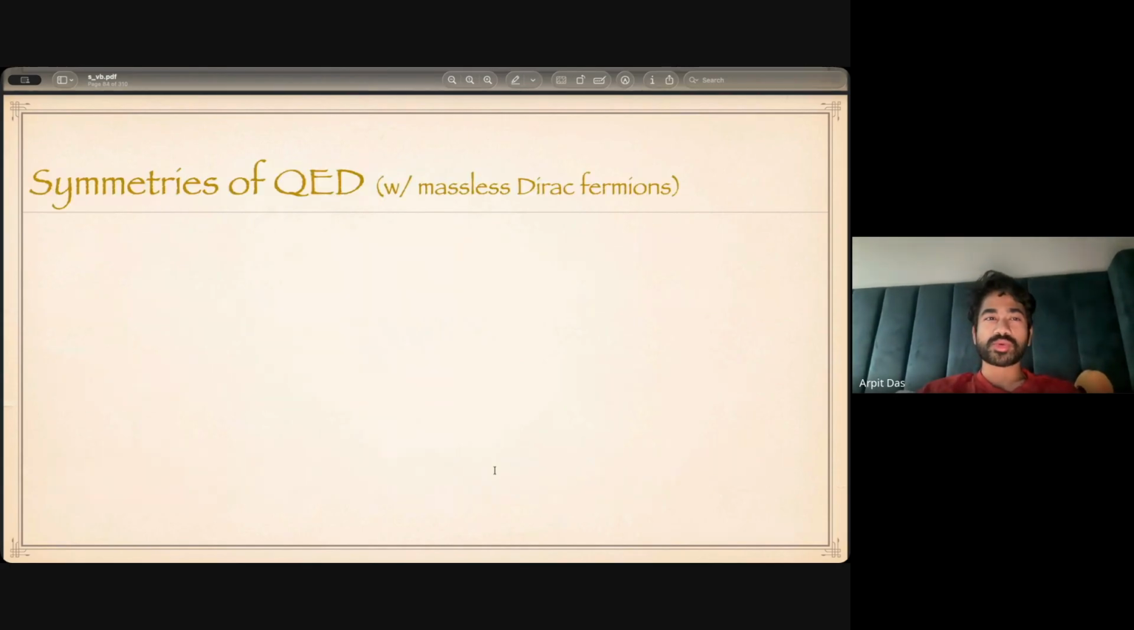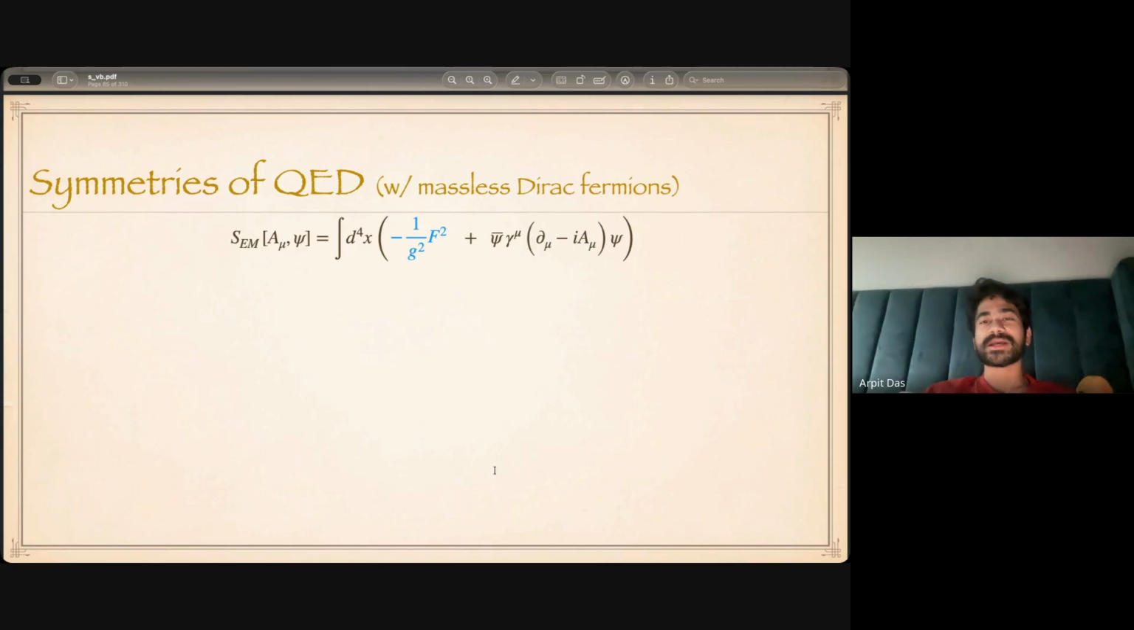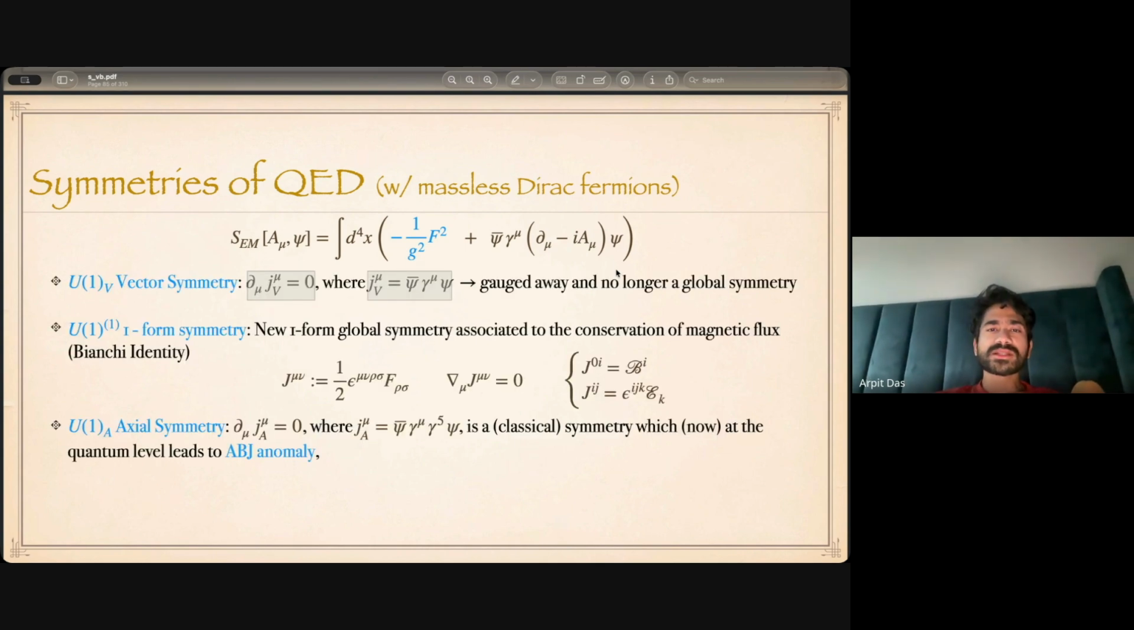Let's now move on to some concrete examples of QFTs where these appear. So let's now take again QED, but now let's also couple the QED to some massless Dirac fermions. Okay, so psi and psi bar are my massless Dirac fermions, and we will right away see why I am considering such configurations. So let's first ask what are the symmetries of this theory.